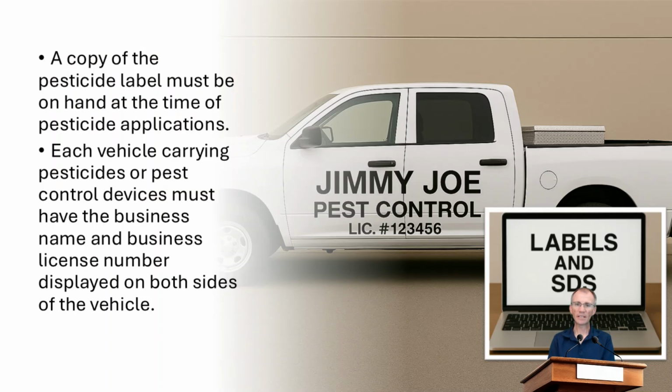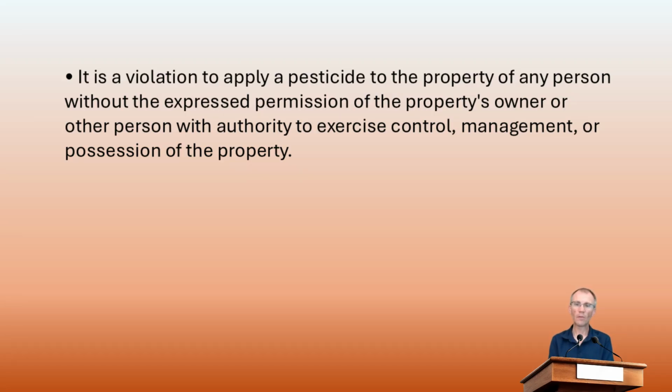A copy of the pesticide label must be on hand at the time of pesticide application. Each vehicle carrying pesticides or pest control devices must have the business name and business license number displayed on both sides of the vehicle. It is a violation to apply a pesticide to the property of any person without the express permission of the property's owner or other person with authority to exercise control, management, or possession of the property.